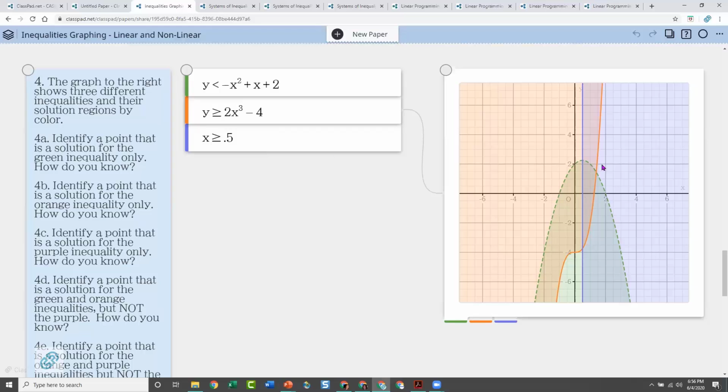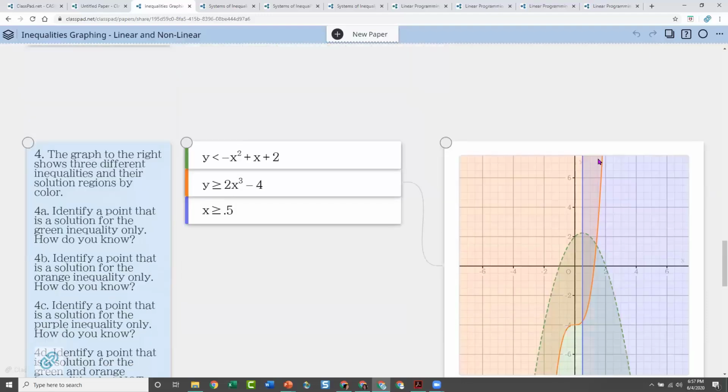Three different inequalities. So notice the shading, and it's basically, do you understand what that means to be a solution? Find a point that's a solution to just the red one, or a solution to the green and the purple one. So these are things that they hopefully now, after having some exploration up here, can apply.